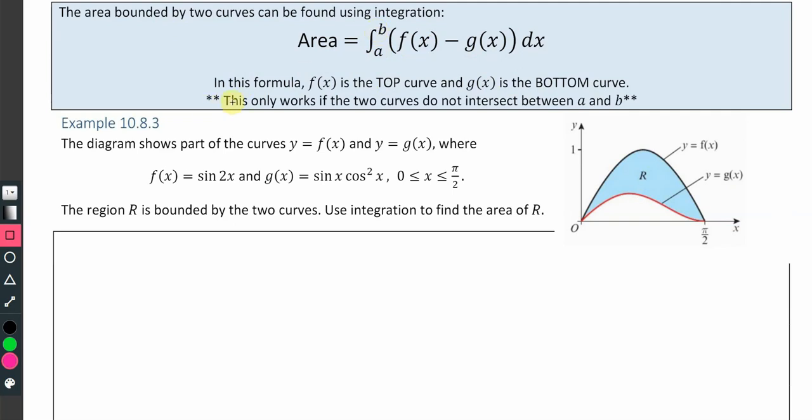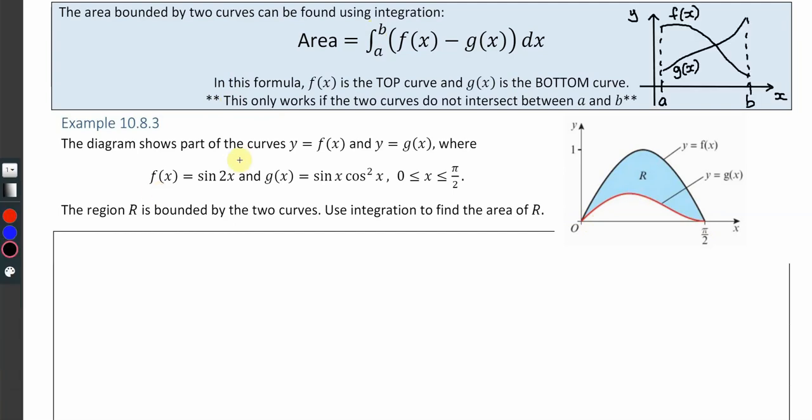Now this formula only works if the two curves do not intersect again between a and b. So they can intersect at the beginning. They don't have to, but they can intersect at the beginning, intersect at the end, that's fine. But if they intersect again in between, this won't work.